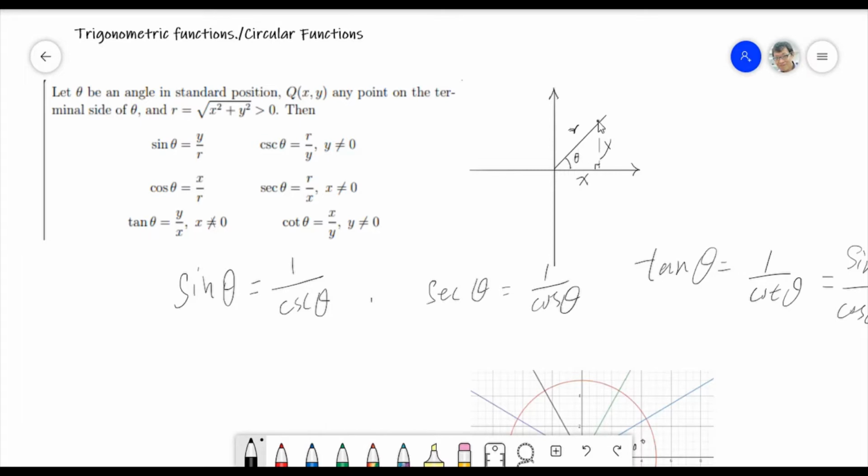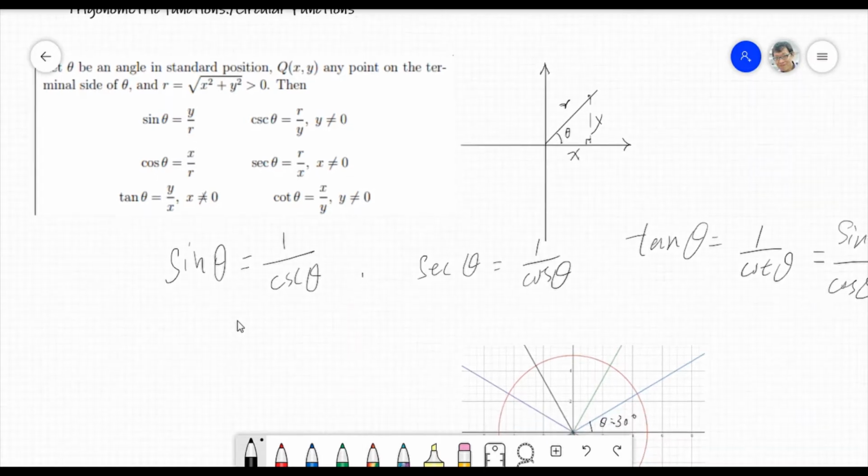This can be treated as a right triangle, with the right angle here. So the two sides give tangent as y divided by x, and the cotangent is vice versa, x divided by y. And we have the other inverses. One is cosecant. Cosecant is the reciprocal of sine. So you can see it's the hypotenuse r divided by y, and secant is the hypotenuse divided by x.